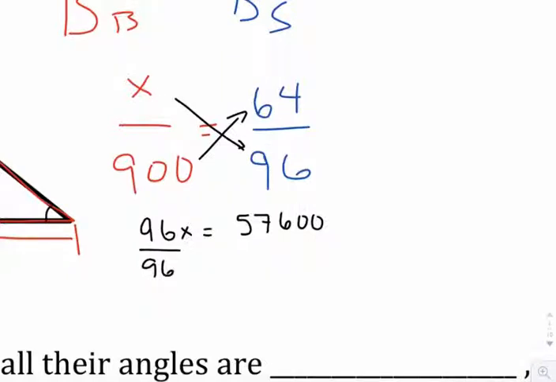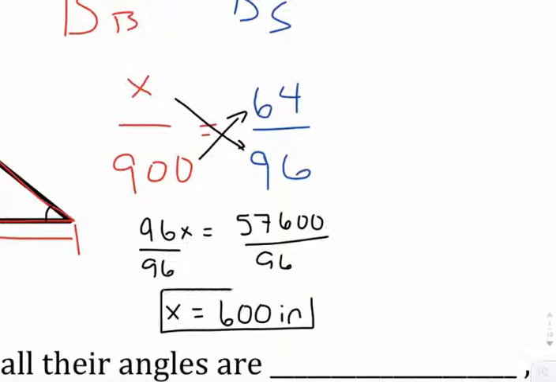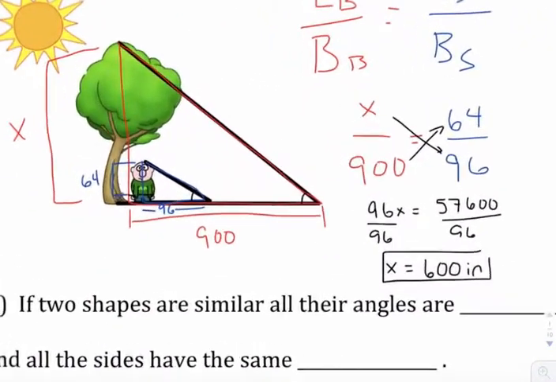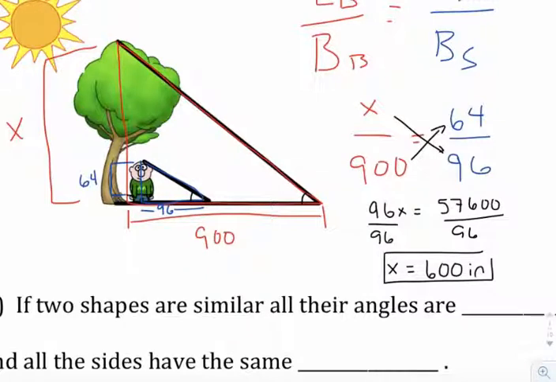Now we're just into algebraic solving. So to get x by itself, we'll divide both sides by 96, which would give x a height of 600 inches. Now, we don't want to leave it at that. We probably want to take a second just to see if that even makes sense, given the context of our problem. And we don't have to do any hard calculations to figure that out.